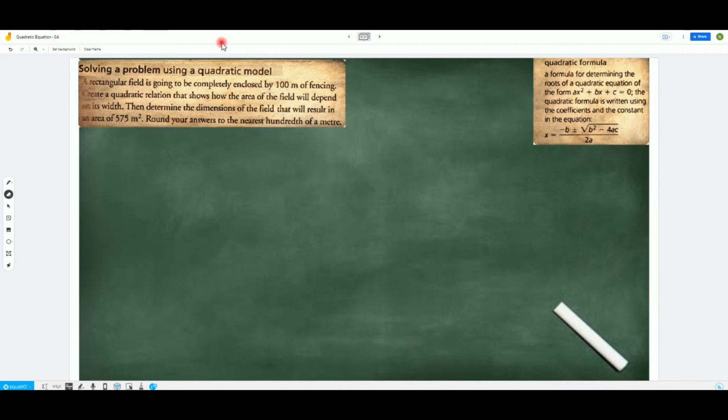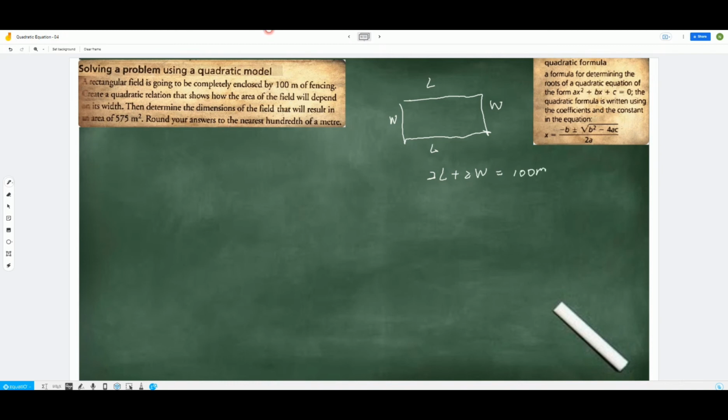Okay, so we already read it aloud, and next we draw a diagram. So let's draw it. We select a pen and color. This is a rectangle, with this side the width and this side the length. It's 100 meters of fencing, right? So the perimeter, 2L plus 2W, equals 100 meters.